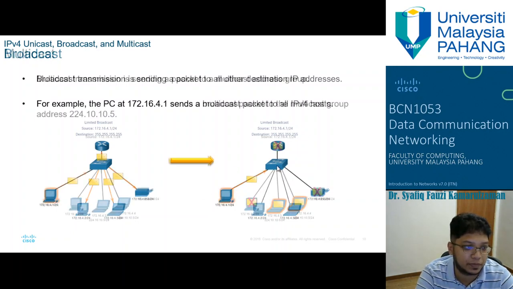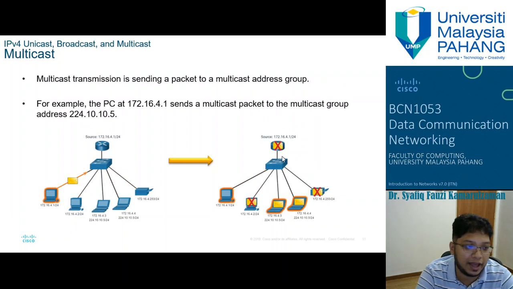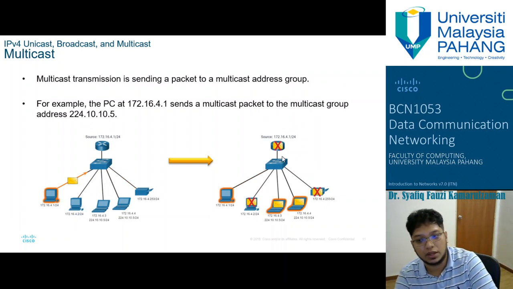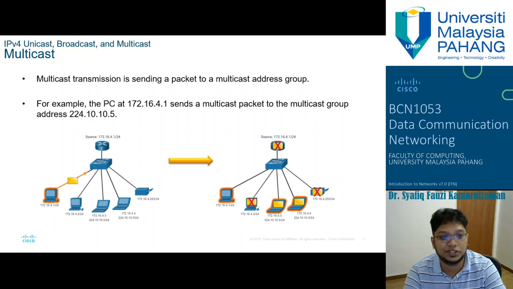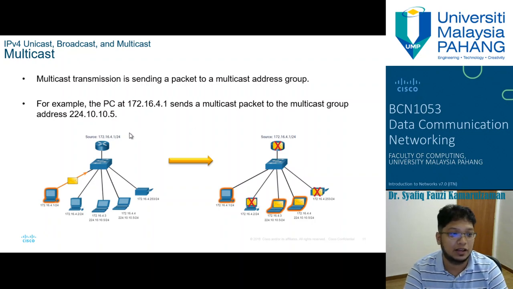Then we have multicast. Multicast transmission is sending a packet to a multicast address group. For example, the PC at 172.16.4.1 wants to send a multicast packet to the multicast group address 224.10.10.5.